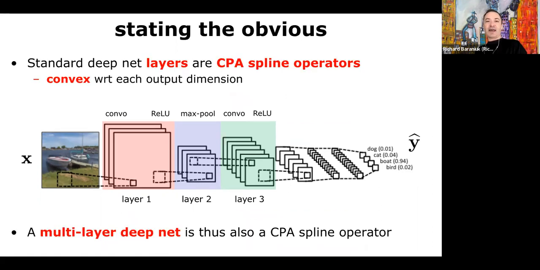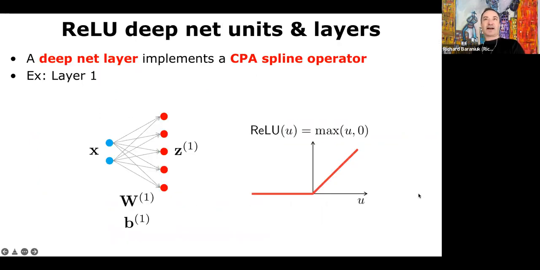So what does that mean? Since the layers are CPA, it basically means that the layers are CPA splines. They're not spline functions, they're spline operators, because they have a multi-dimensional output. That's nice. That means that we have certain nice convexity properties with respect to a layer. And in a multi-layer deep net, since a spline of a spline of a spline is still a spline, even the input to output mapping is just another continuous piecewise affine spline. This is semi-obvious to notice.